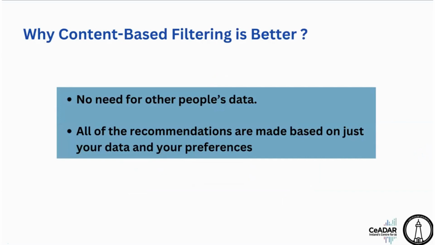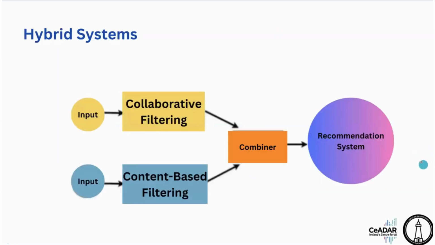So one is that there is no need for other people's data; no third-party data is required. All of the data is based solely on your preferences, your patterns, and your behavior. That is the biggest advantage of content-based filtering. So let's talk about hybrid systems.